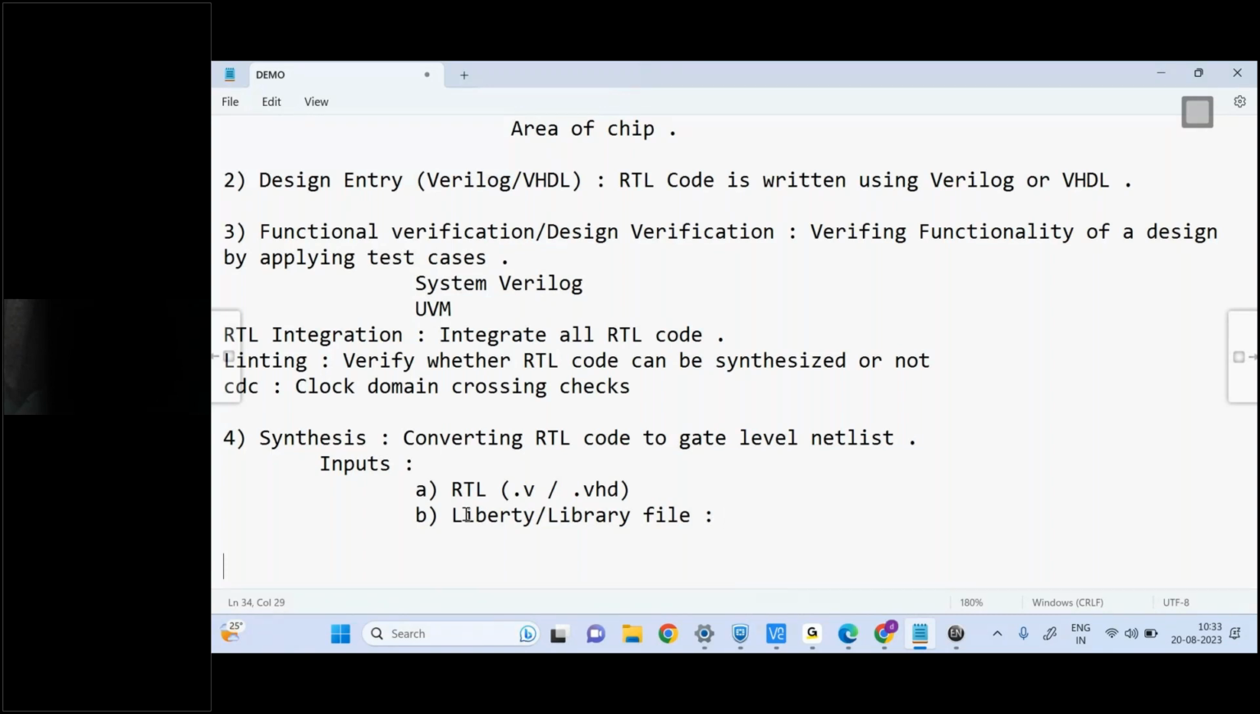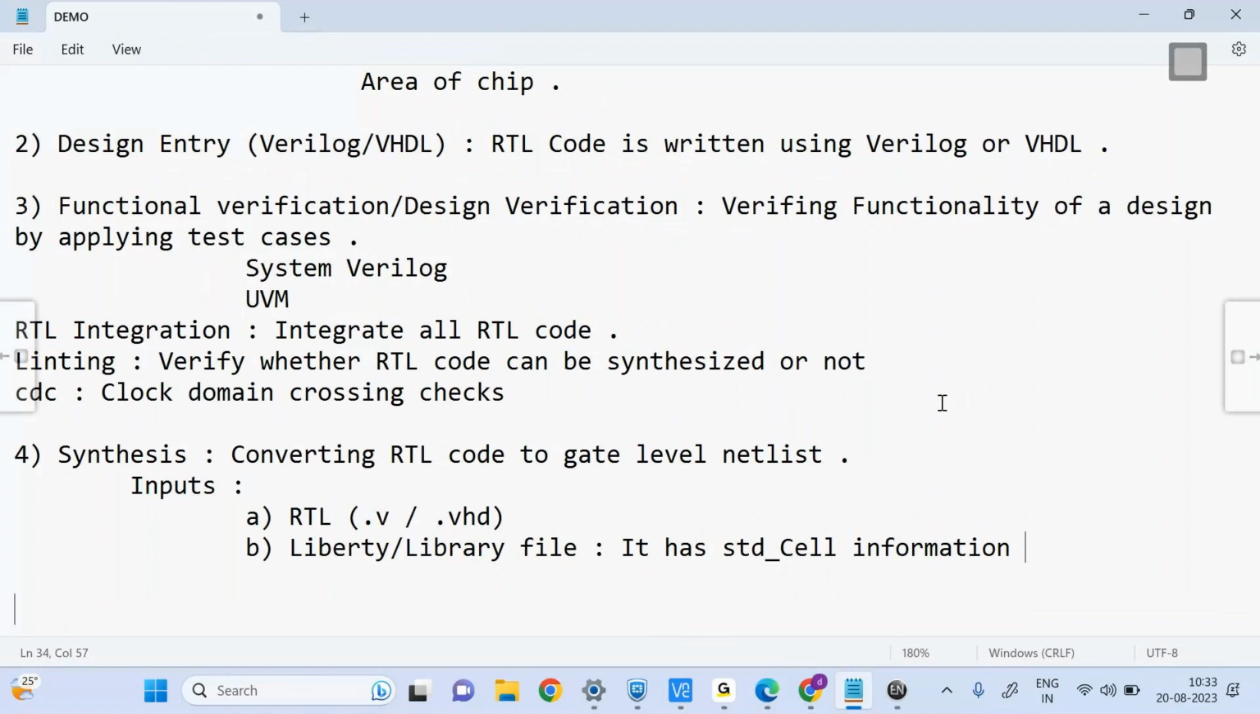What does it have? It has standard cell information, and sometimes we have macro information also. What are standard cells? These basic cells, whatever I mentioned right now. For these basic cells, there is a team called the library characterization team. They will find delay and power consumption, and then give it in a file called what? The Liberty file, a library file, and the extension of this file is .lib. So my tool will take the help of this file for converting my RTL to what? Gate level netlist.